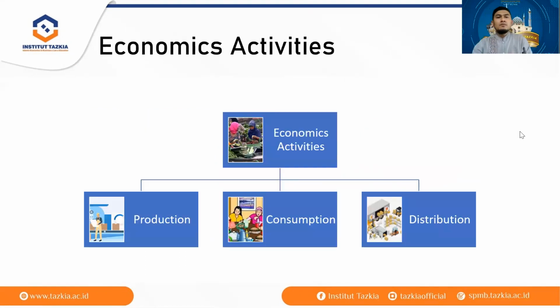So starting with the economic activities. The economic activities deal with 3 points here: production, consumption, and distribution. Production is about how they utilize and acquire the produce of things and come into production. Consumption is how they acquire things, and they spend and consume. And lastly, distribution.